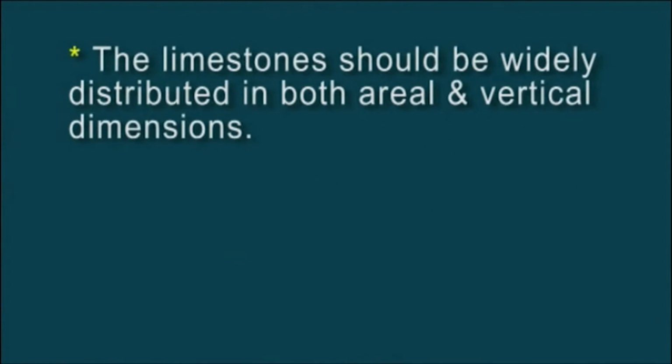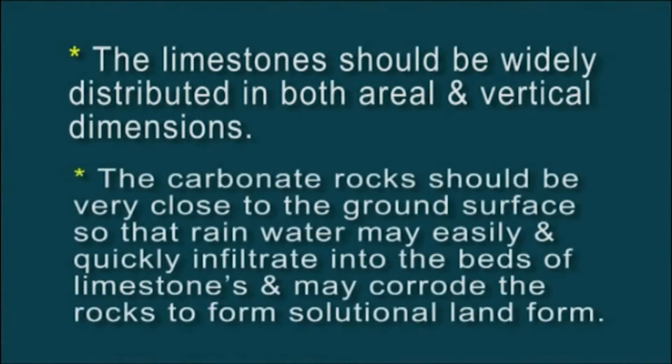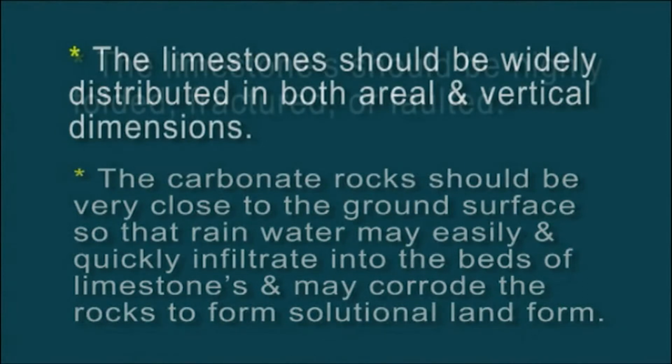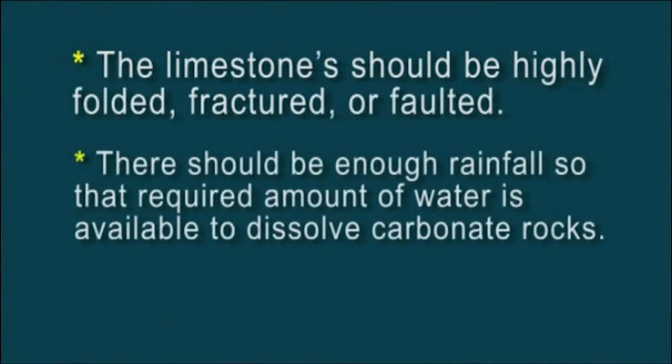Number 4. The limestones should be widely distributed in both areal and vertical dimensions. Number 5. The carbonate rocks should be very close to the ground surface, so that the rainwater may easily and quickly infiltrate into the beds of the rocks to form solutional landforms. Number 6. The limestones should be highly folded, fractured and faulted. Number 7. There should be enough rainfall, so that the required amount of water is available to dissolve the carbonate rocks.